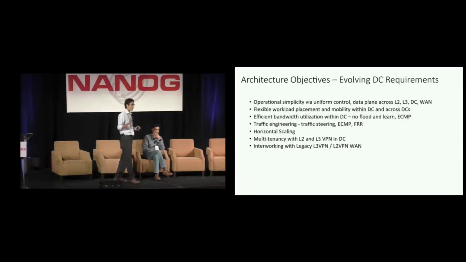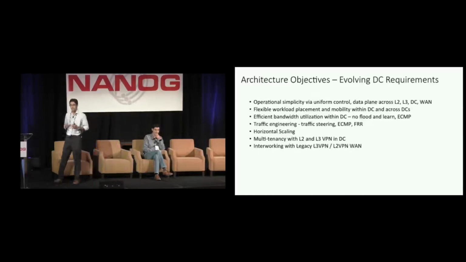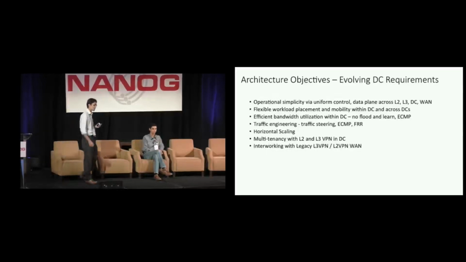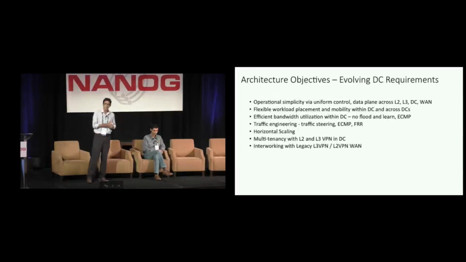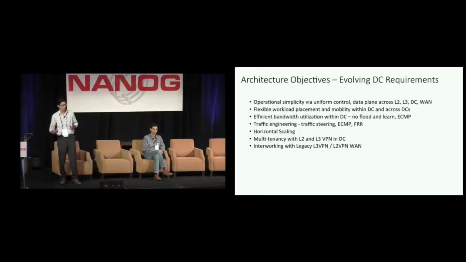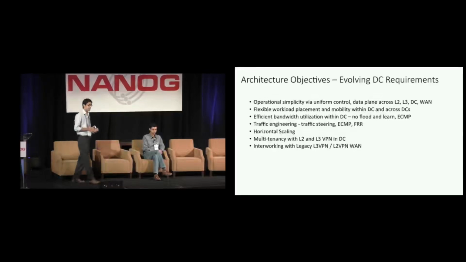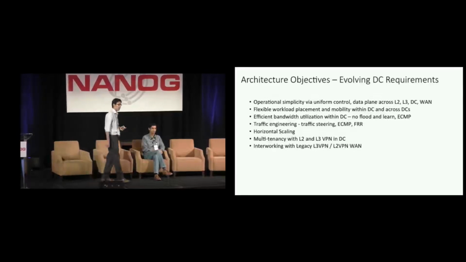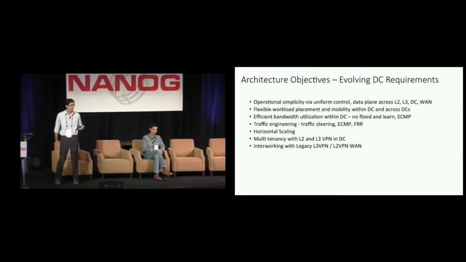Eliminate flood and learn from the network so that we can efficiently utilize our bandwidth using ECMP. Data center must support network resiliency using fast reroute and fast convergence. We should be able to scale up horizontally as our workload demands and functions go up. Data center must support multi-tenancy with layer 2, layer 3 VPN, and it must interwork with legacy technologies like layer 2 VPN and layer 3 VPN.